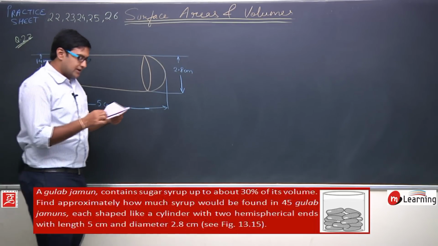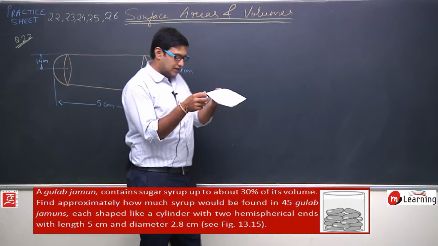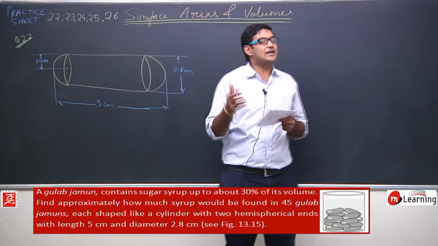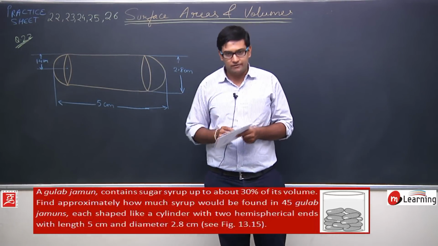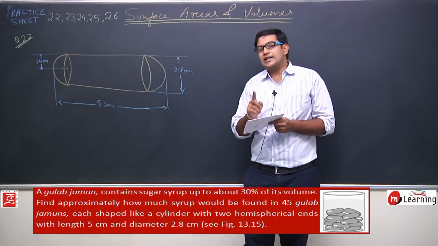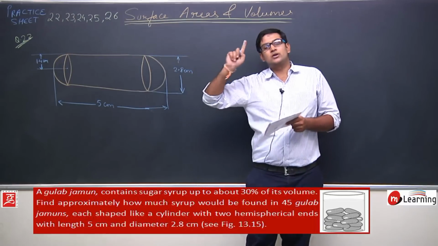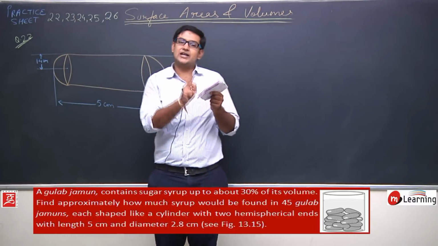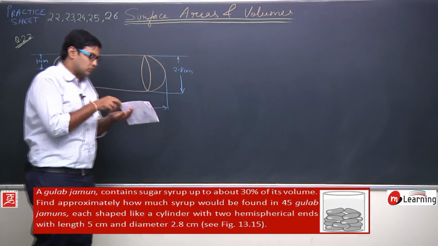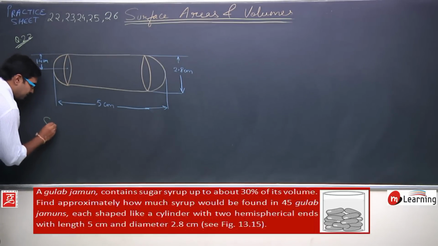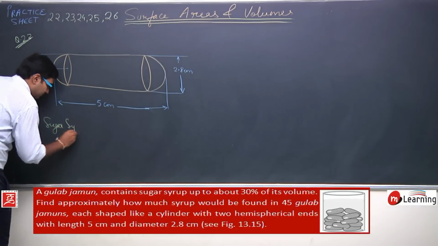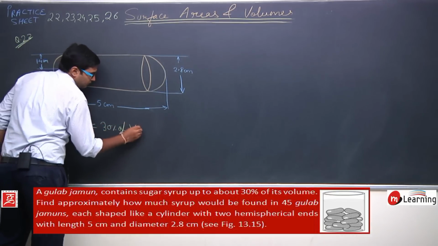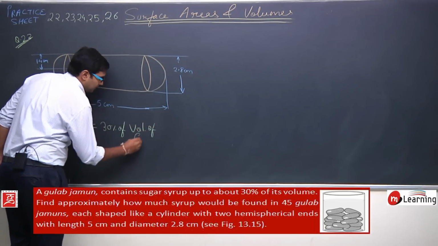Okay. Now our task is to calculate how much syrup is contained in 45 gulab jamuns. So for that, let us calculate the syrup contained in one gulab jamun and then multiply it by 45. Now for calculating the syrup content in one gulab jamun, what is required? It says that the syrup is 30% of the volume of the gulab jamun. So sugar syrup is equal to what? It's 30% of the volume of the gulab jamun.